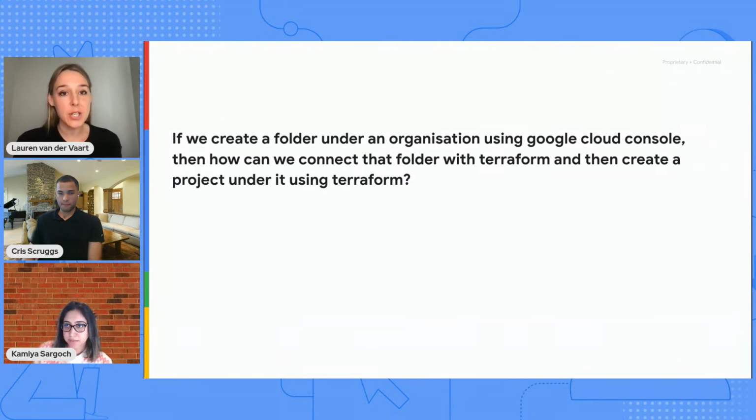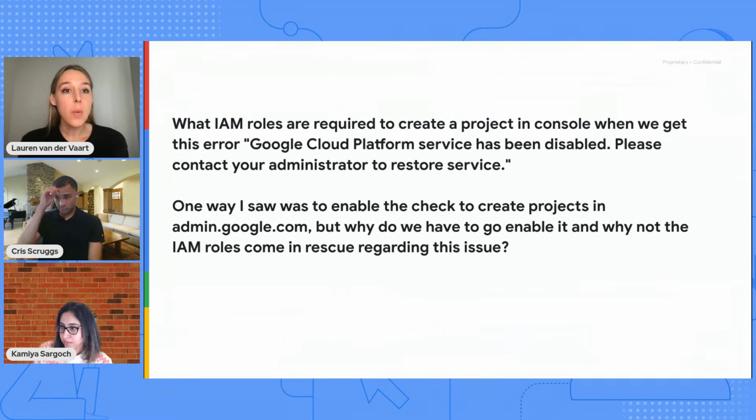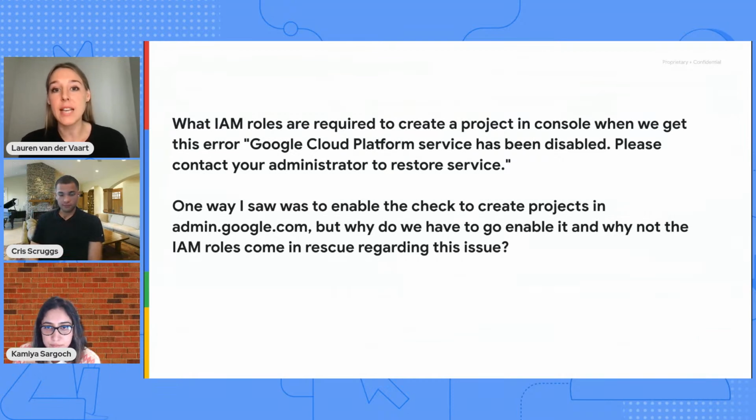Okay, so the next question we got was, what IAM roles are required to create a project in console when we get this error? Google Cloud Platform Service has been disabled. Please contact your administrator to restore service. One way I saw was to enable the check to create projects in admin.google.com, but why do we have to go enable it, and why do the IAM roles not come to the rescue regarding this issue?